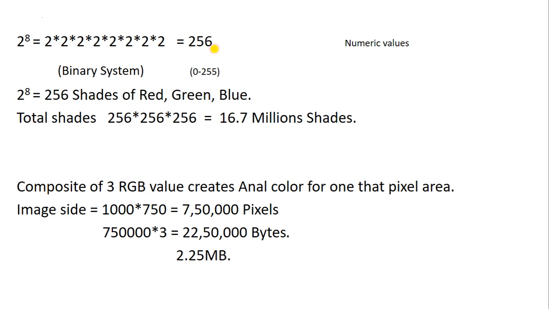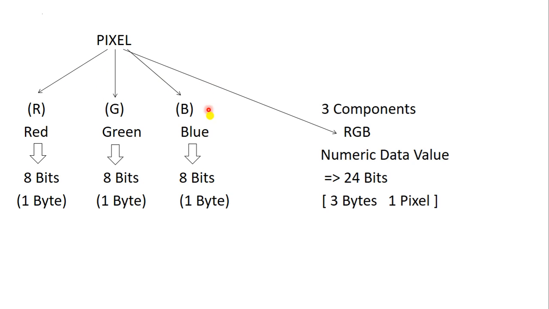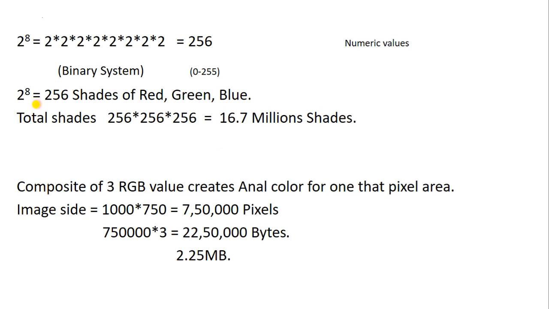If someone asks how many shades of red there are, you can say 0 to 255 in the system, but in total there are 256 because we are counting 0 also. So a total of 256 shades are there for each component: for red 256, for green 256, for blue also 256. So if we multiply the shades of the three of them, what will we get?